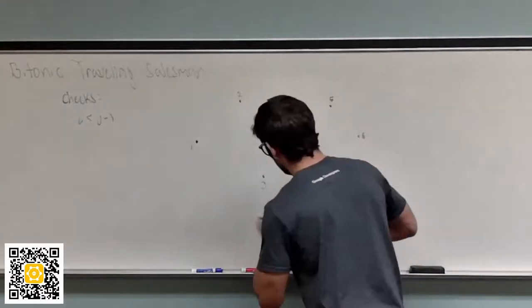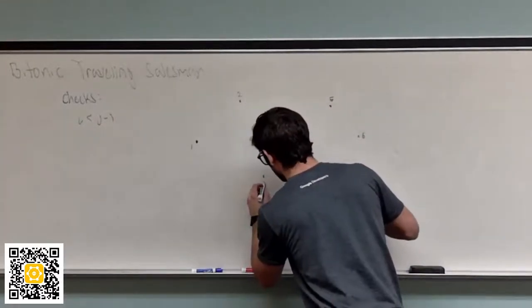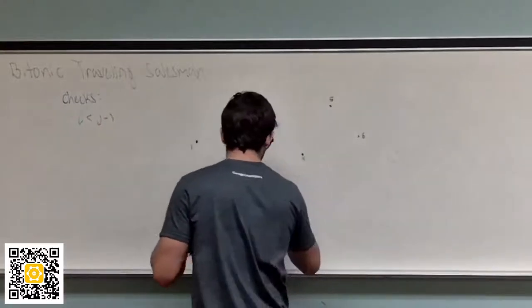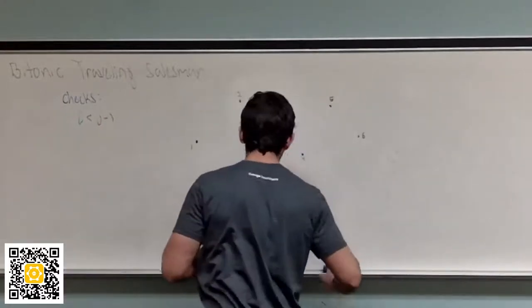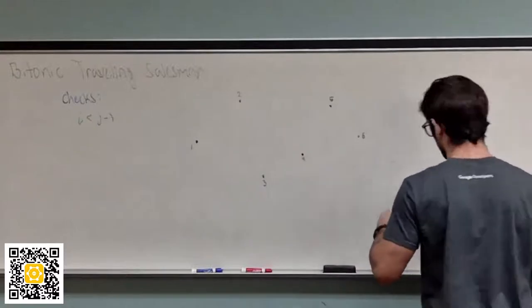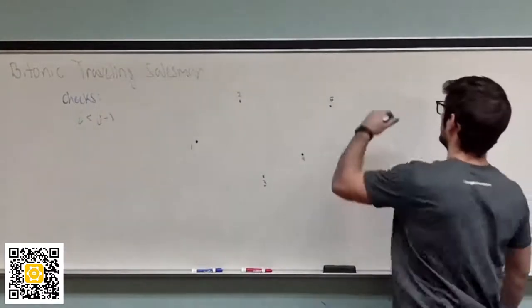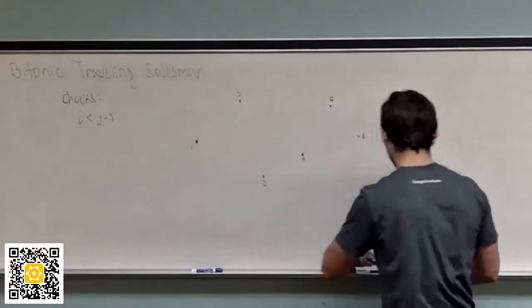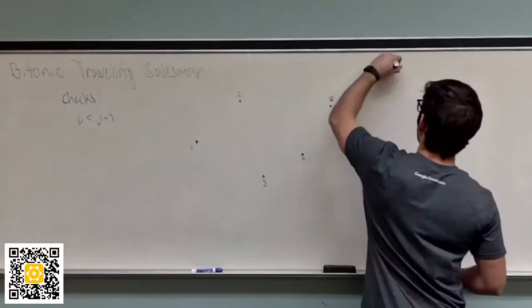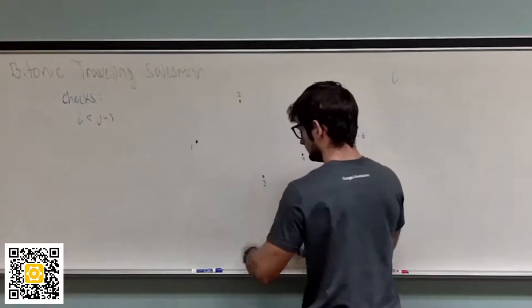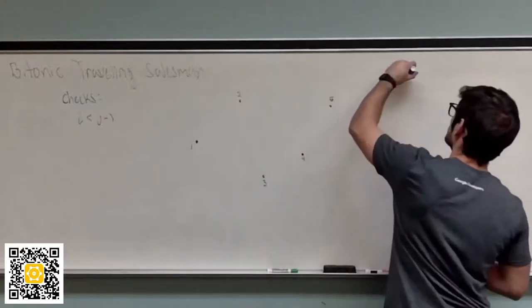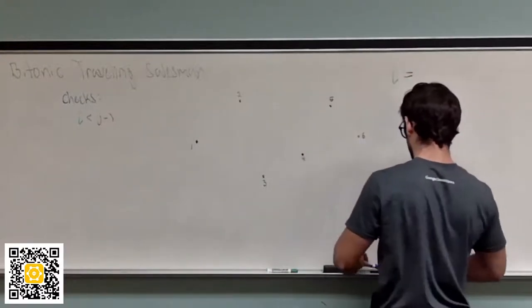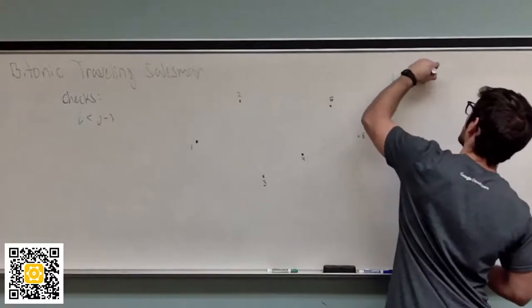Then the second one. Crap, I made it worse. Okay. Then the second one is the other part of that. It's when i is equal to, I believe, j minus 1.